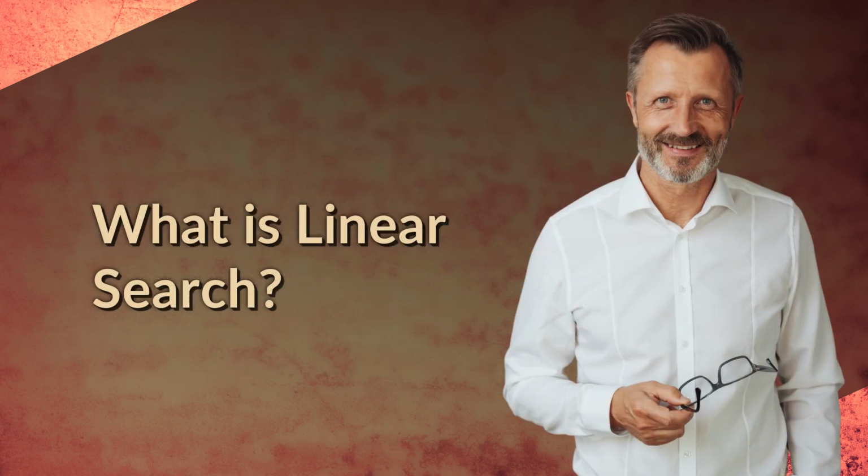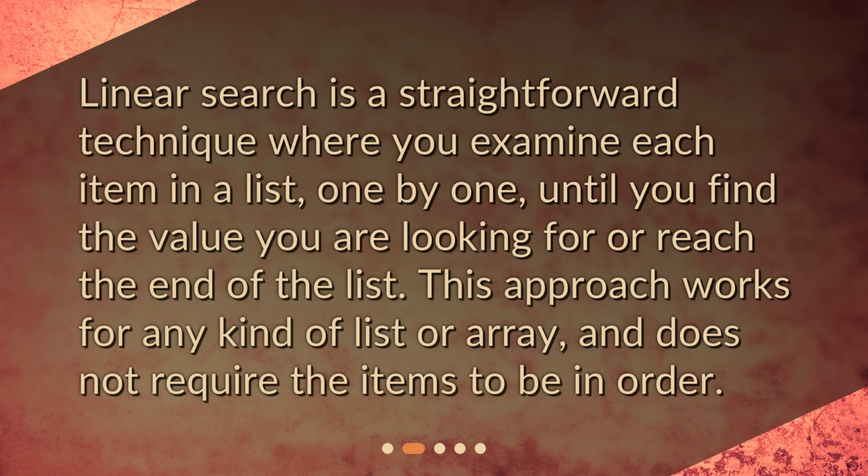What is linear search? Linear search is a straightforward technique where you examine each item in a list, one by one, until you find the value you are looking for or reach the end of the list. This approach works for any kind of list or array and does not require the items to be in order.